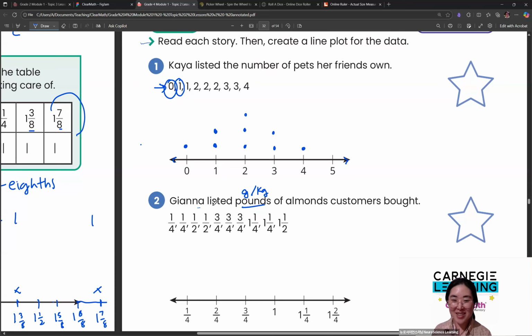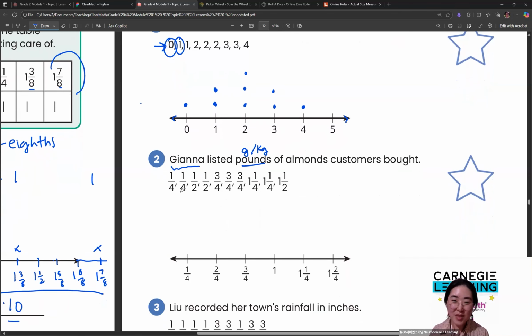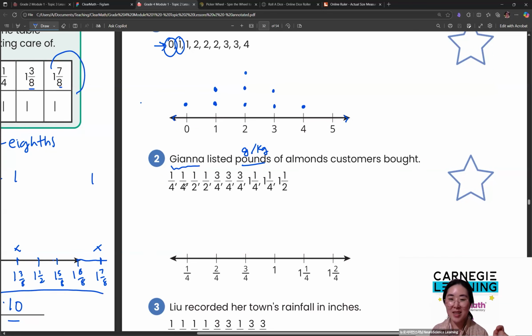Anyways, question 2. Our friend Gianna listed pounds of almonds that customers bought. Maybe she works at a grocery shop and she listed the weight of almonds that customers bought. So let's draw this together. So a quarter pound is not a lot. It's like probably a handful of almonds. So 2 people bought a quarter. 2 people bought a half.